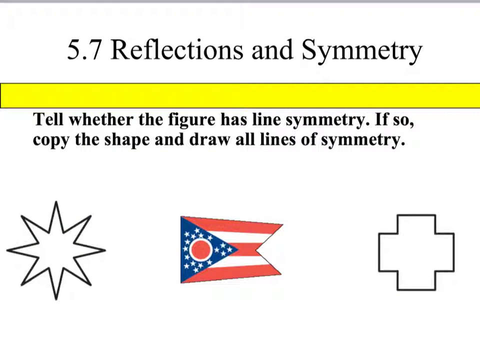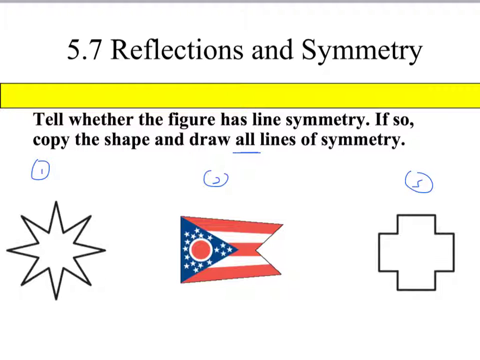Okay, so if we look at this, tell whether the figure has line of symmetry. If so, copy the shape and draw all lines of symmetry in this shape. I'm going to go through this very first one. Does this figure have line of symmetry? I'm looking at the far left at 1, this is 1, this is going to be 2, this is going to be 3. Yes, this figure does. We have multiple lines of symmetry.